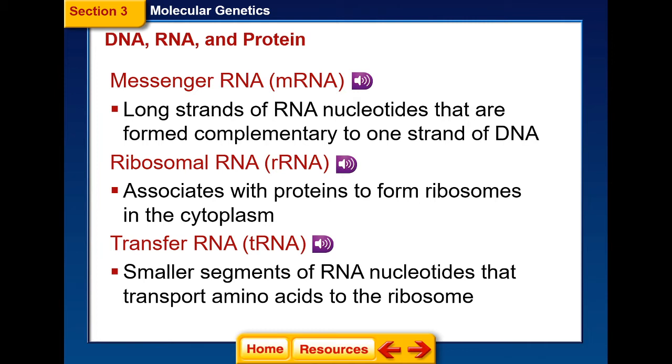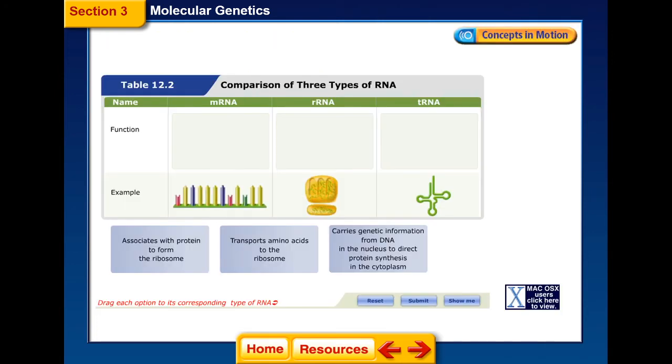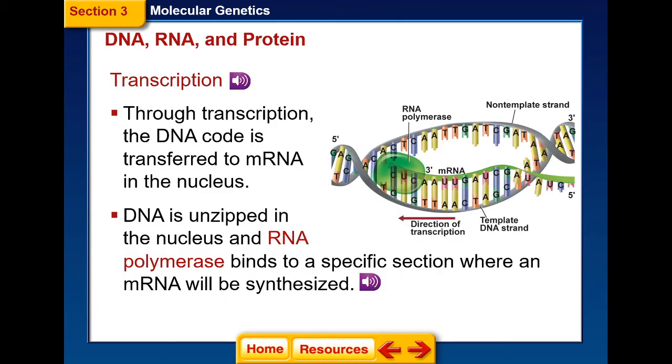So I'm hoping, as you're hearing me say these different things that we've gone over in previous chapters, that you're at least remembering what they are. Things like amino acids, things like ribosomes. So here is a chart to go over the function of the different RNAs, and you can go ahead and pause it and try those out.